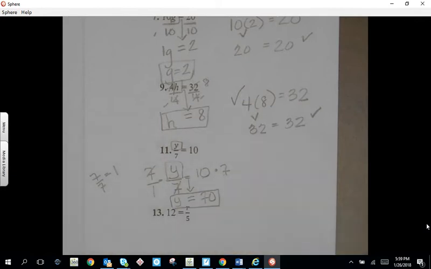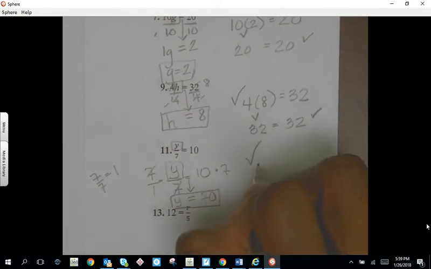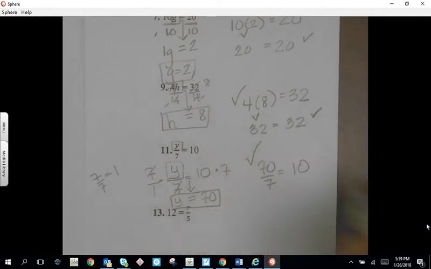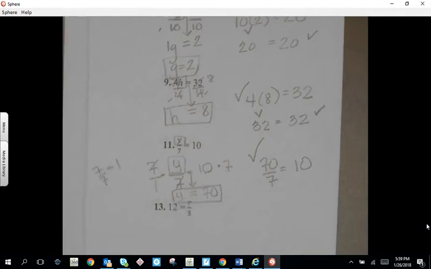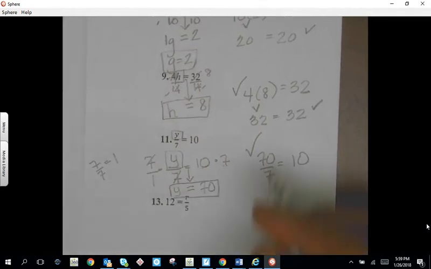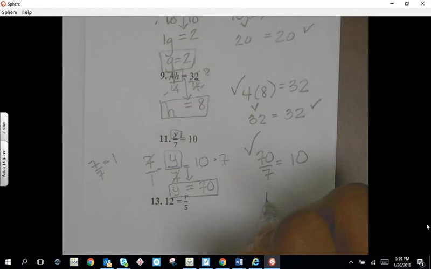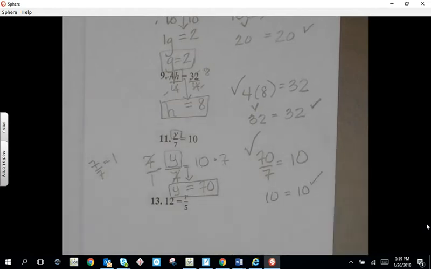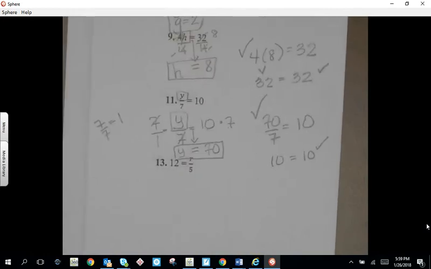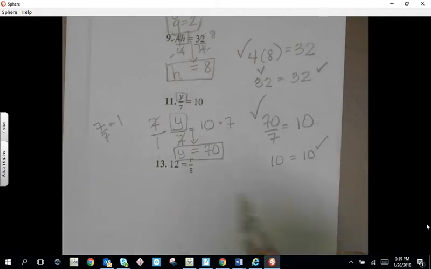Let me check that and see. If I have 70 over 7, does it equal 10? Remember, with our improper fractions, we divide, right? So 70 divided by 7 is 10. And 10 does equal 10. All right, one more before I let you practice.